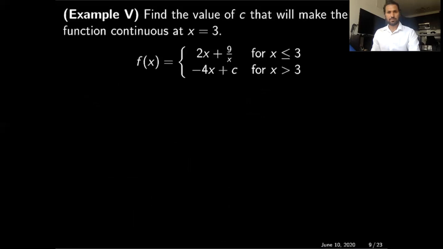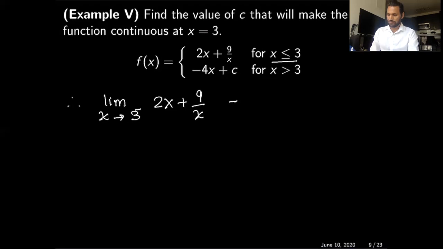Let's do one more practice problem. In this problem, we would like to find the value of c so that the function is continuous at x equal to 3. So I will start by calculating the left limit of the function at 3. On the left side of 3, my function is 2x plus 9 over x, and if I plug x equal to 3 into the function, I will get 6 plus 3, which is 9. Now I will calculate the right limit.